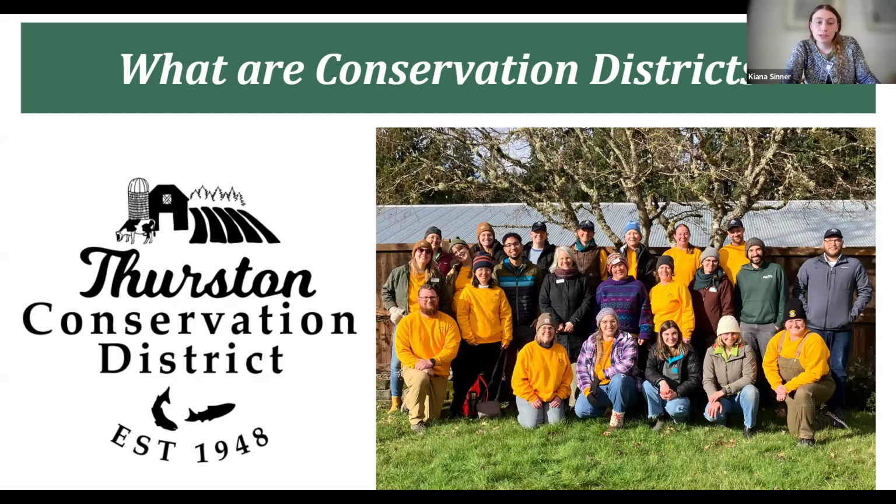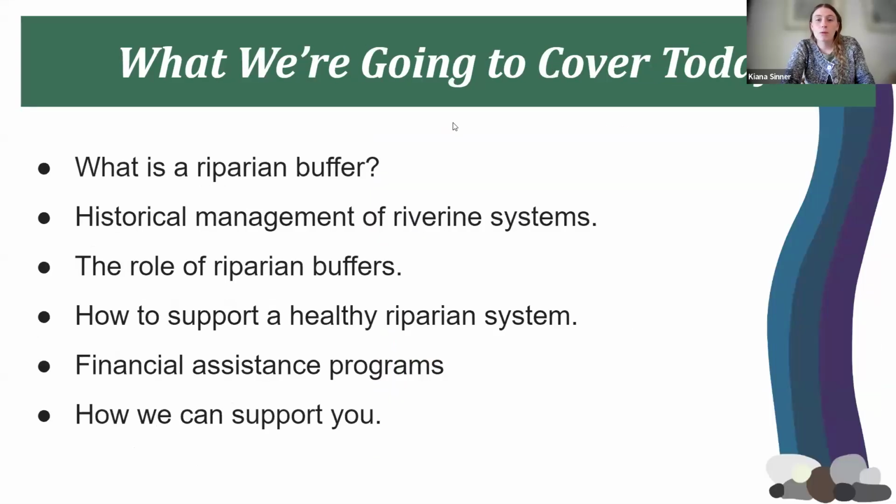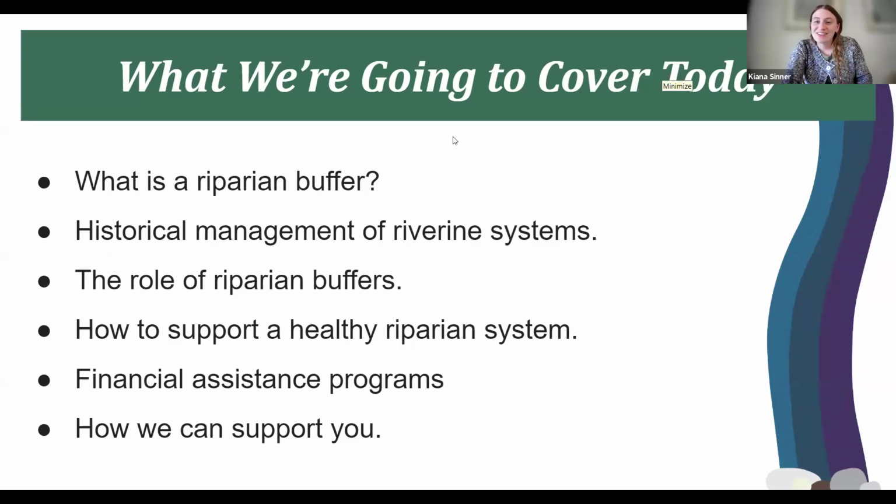We'll start by talking really briefly about what we're going to cover today. Joey is going to be giving the majority of the presentation this evening, but we're going to start by talking about what a riparian buffer is. We're going to talk a little about the historical management of our river and stream systems. We're going to talk about why riparian buffers are important and how they support a functioning, healthy riparian system.